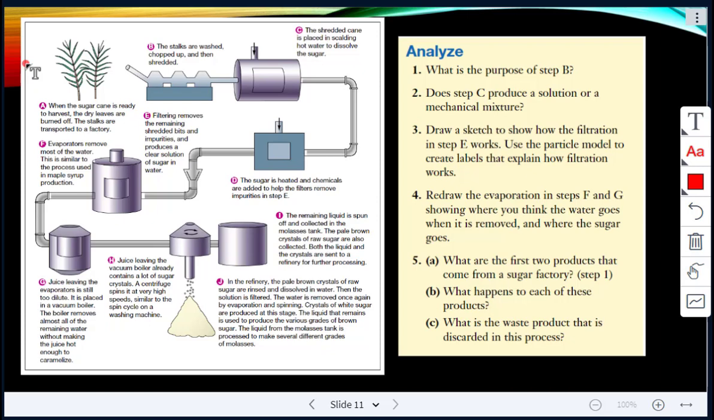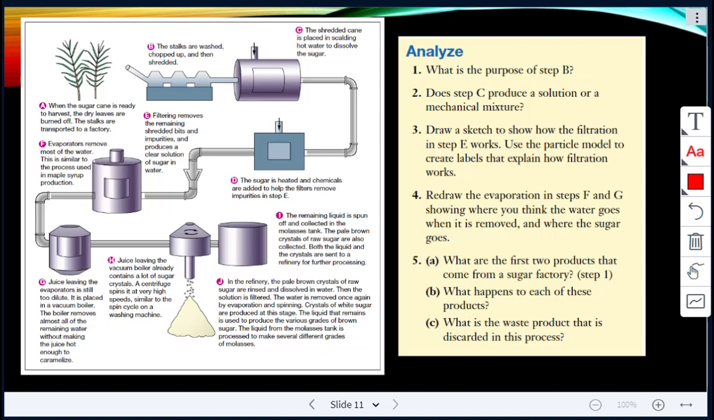of sugar? So step one here, we're looking at sugar cane, but it could also be sugar beets as well. Especially in Quebec, Manitoba, and Alberta, we are growing sugar beets. So this example is using sugar cane. Step A, when the sugar cane is ready to harvest, the dry leaves are burned off, the stalks are transported to a factory. Then we get to step B, the stalks are washed, chopped up, and then shredded. So the first question is pertaining to step B. What is the purpose of step B?